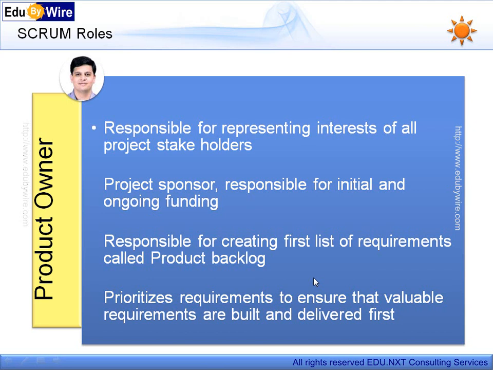Product Owner is responsible for representing the interests of all project stakeholders. Basically represents the customer. Product Owner is the project sponsor, responsible for initial and ongoing funding. Responsible for creating the first list of requirements called the product backlog. Product Owner prioritizes requirements to ensure that valuable requirements are built and delivered first.